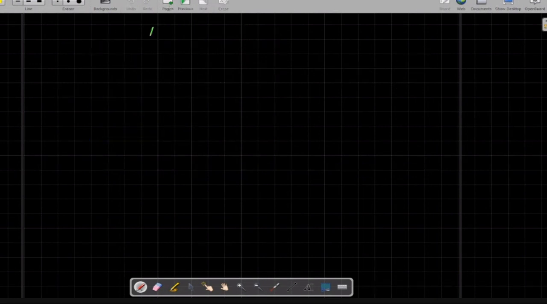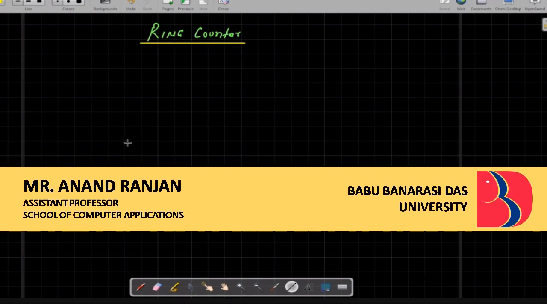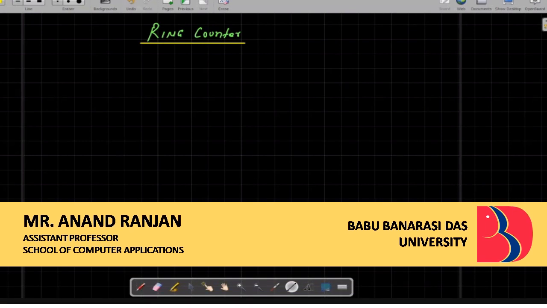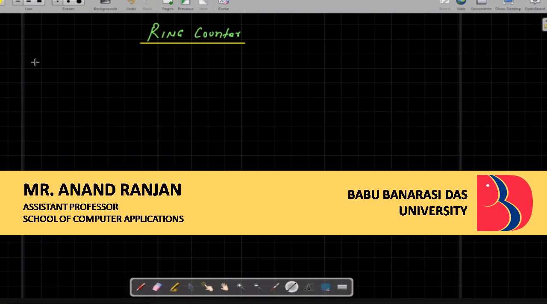Ring counter. As its name suggests, the counting process is going to repeat after some iterations. So let me first write the important note points regarding the ring counter.